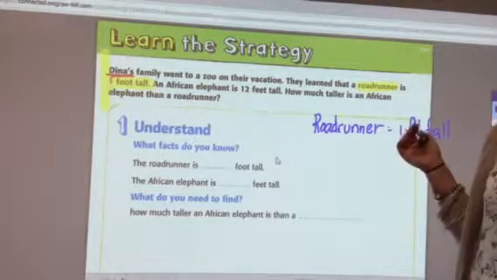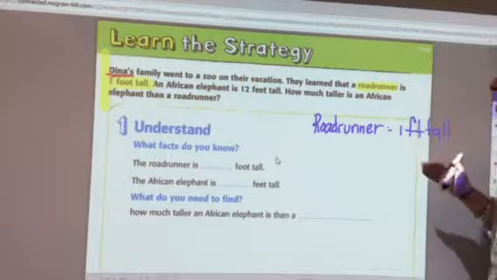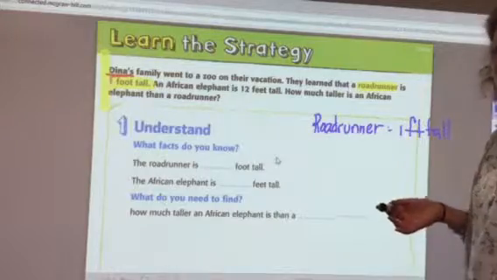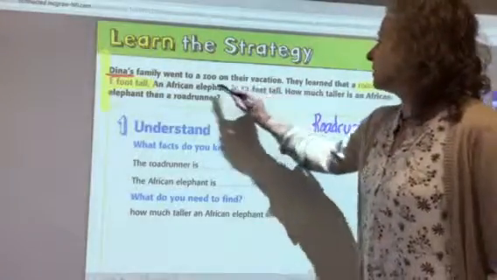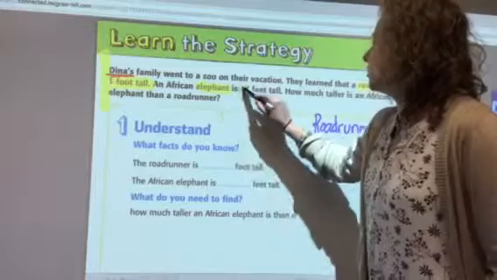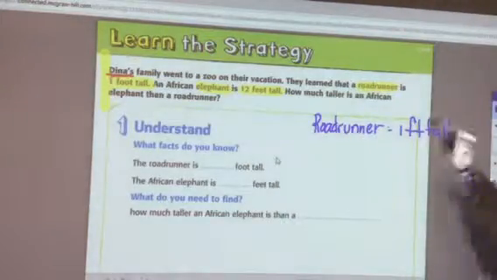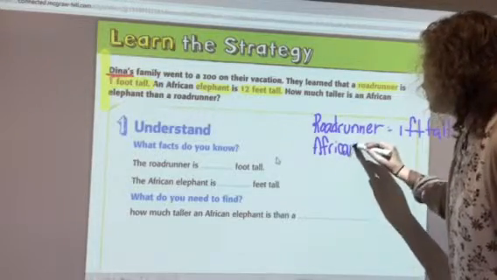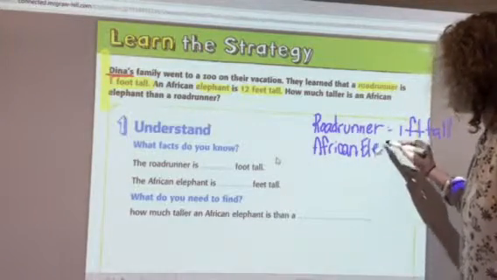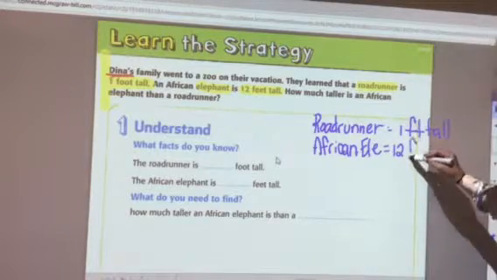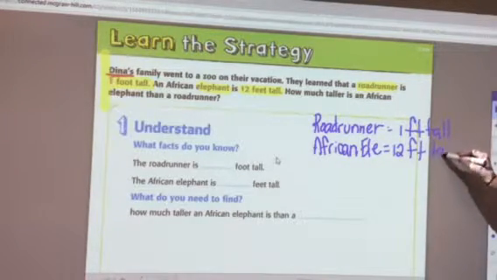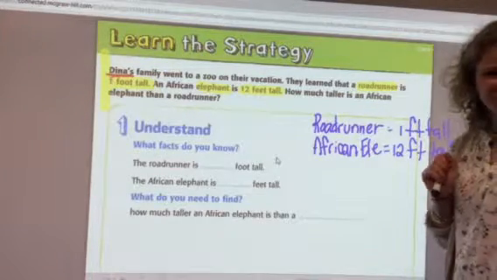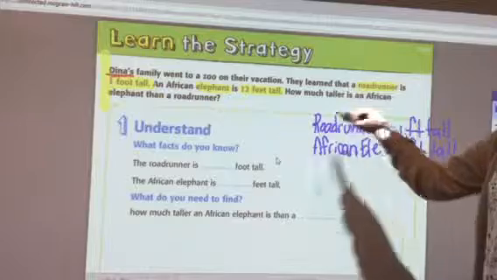All right, let's move on to the next one. An African elephant is 12 feet tall. Okay, see any math words in there? We've got an elephant, and now we've got 12 feet tall. So I'm picturing this. We've got Dee's family headed to the zoo. There's a road runner, there's an elephant, and we've got how tall both of these different types of animals are. Anything else math-like?